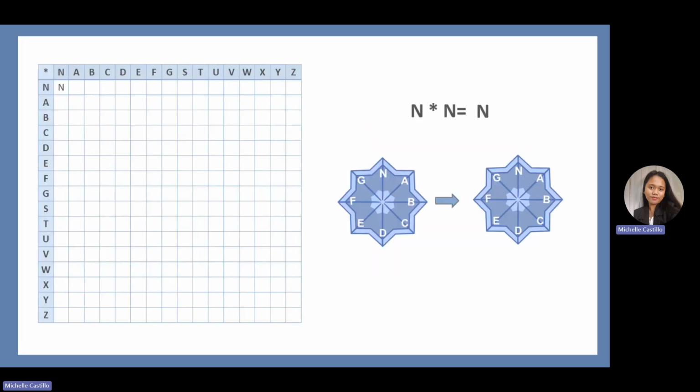And now, let's operate this. So let's start with N. So N star N is equal to N, since when we operate do nothing to itself, do nothing, the result will always be N, or do nothing.